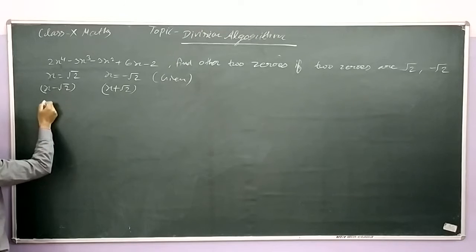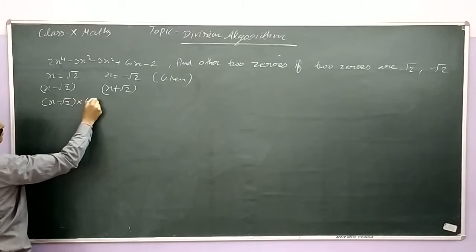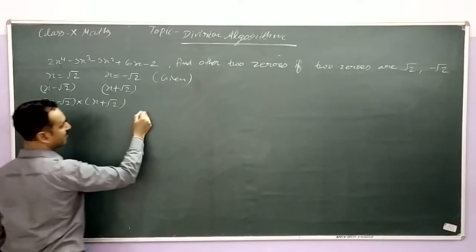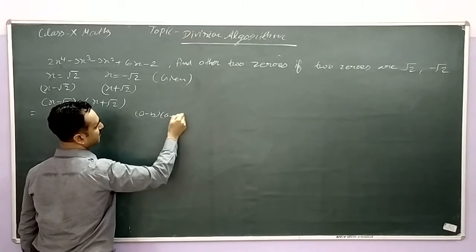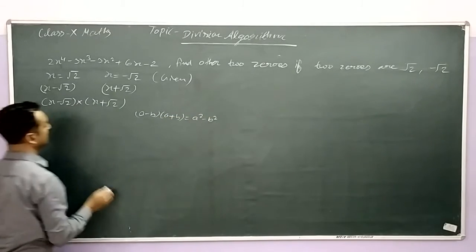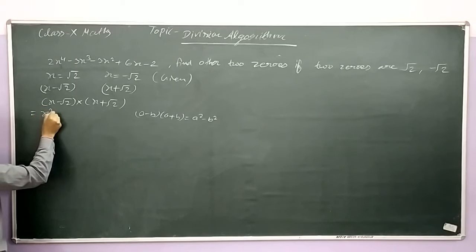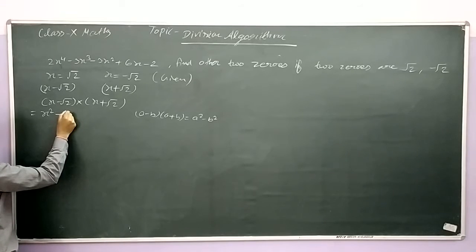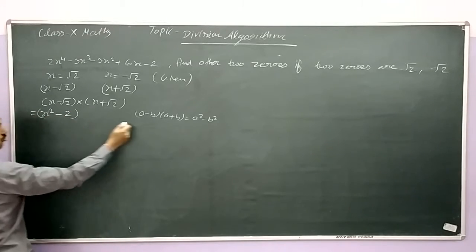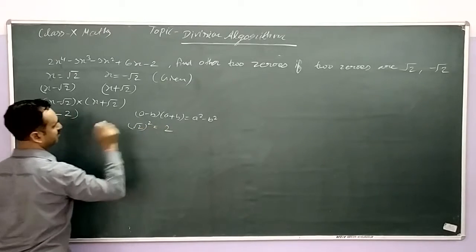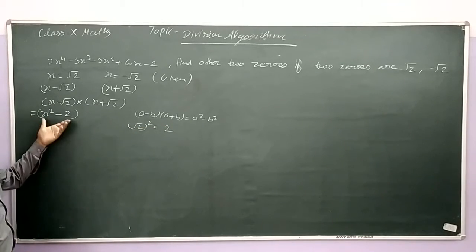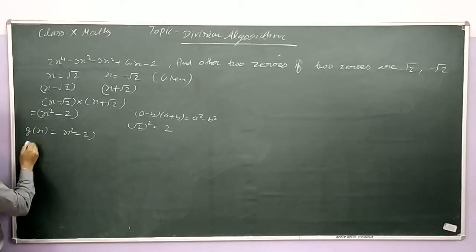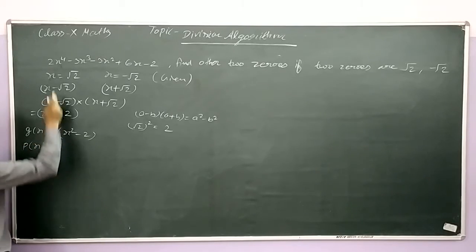So when you multiply these two, you get a minus b times a plus b, and using the identity, that is a square minus b square. Here a is x, so x square minus b square, where b is √2, and √2 square is 2. So x square minus 2 is the combined factor. This is g(x) equals x square minus 2, and p(x) is the given polynomial.